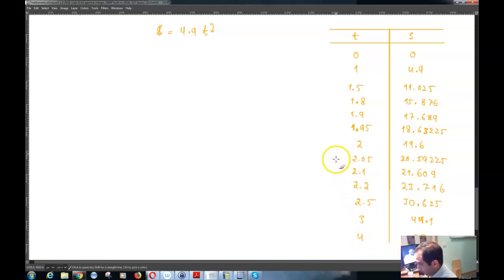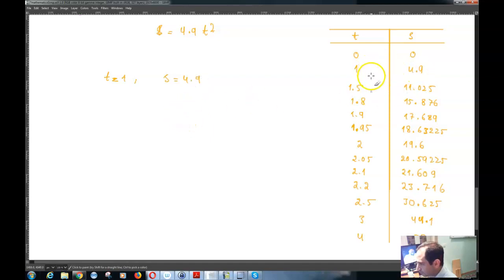Now, of course, like what we did in the previous video, you have all of these inputs over here and all of these outputs over here. So what I can do is that I can take, for example, any input from here and the corresponding output. For example, I can say that when t is equal to 1, s is equal to, for example, 4.9.